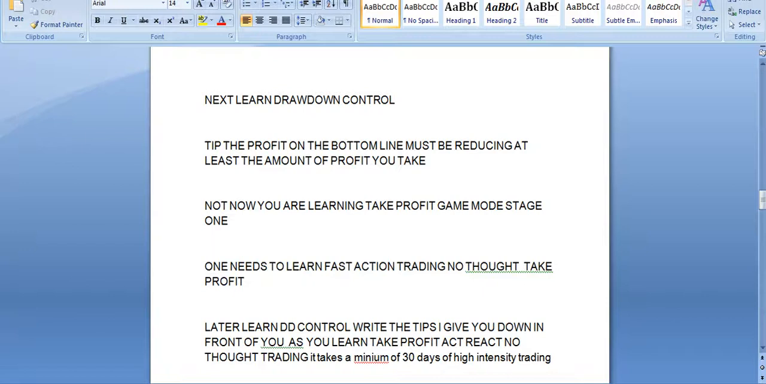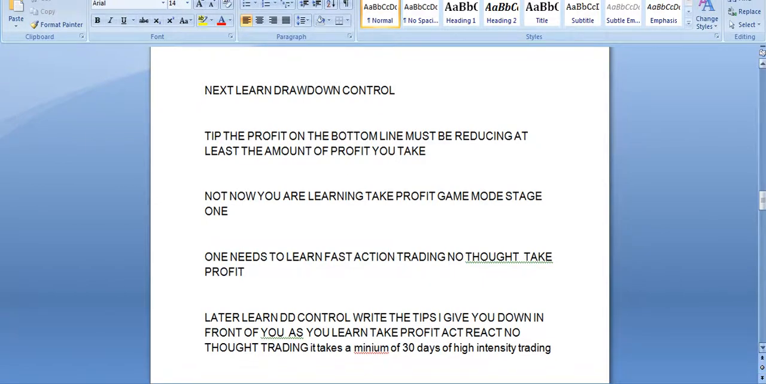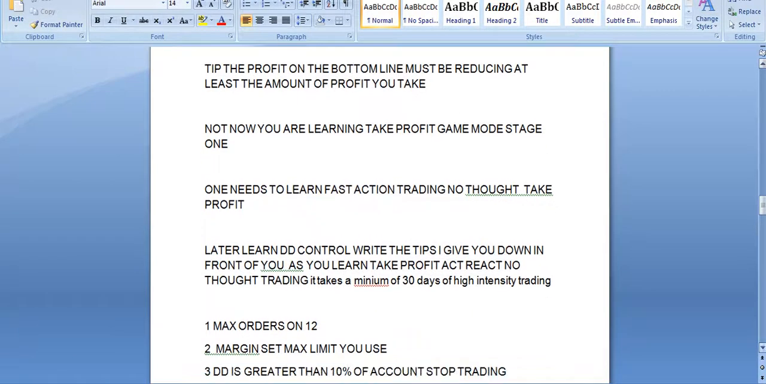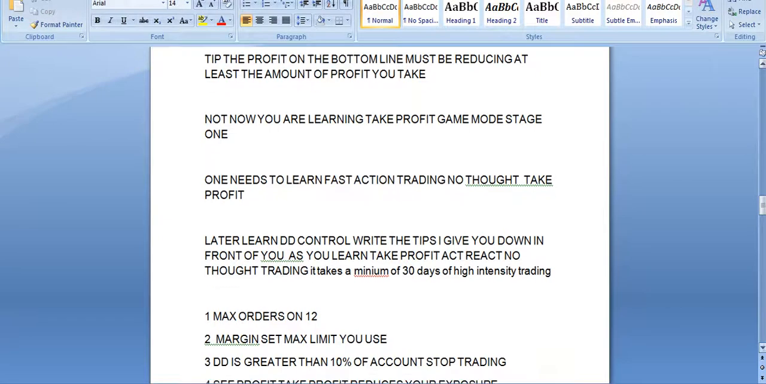Now, learn drawdown control. Write the tips I give you down in front of you as you learn to take profit. Act, react, no thought. It takes a minimum of 30 days of high intensity trading to change your habits. Maximum order on is 12. I gave that in game mode. If you have the 14 on, it could be another four positions on maximum extra.